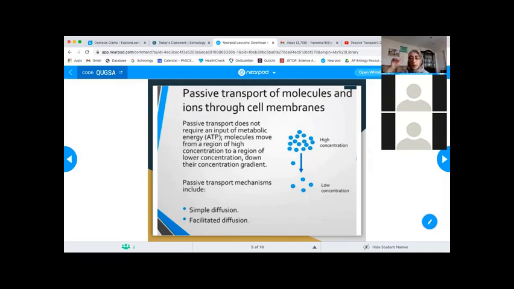The example we like to use is the bike going from a high point to a low point. It's easy, no energy is required. It is a smooth transition. So that would be something like simple diffusion. Another example would be what we showed you guys earlier with the spray bottle and the demonstration we did earlier. Okay, very good. Any questions?